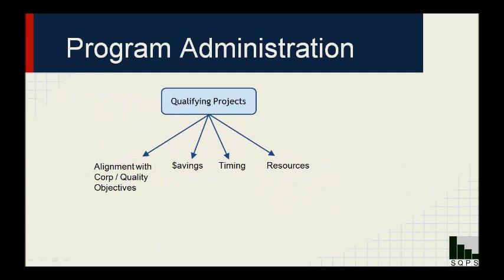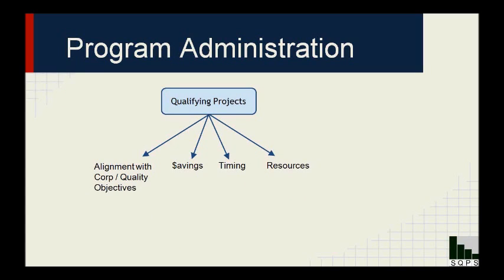And the next thing is qualifying projects. So this is also a part of the program administration. So how do you qualify projects? The first thing that should be emphasized is the alignment with the corporate or the quality objectives. So the objective of each project must be aligned with corporate objectives.